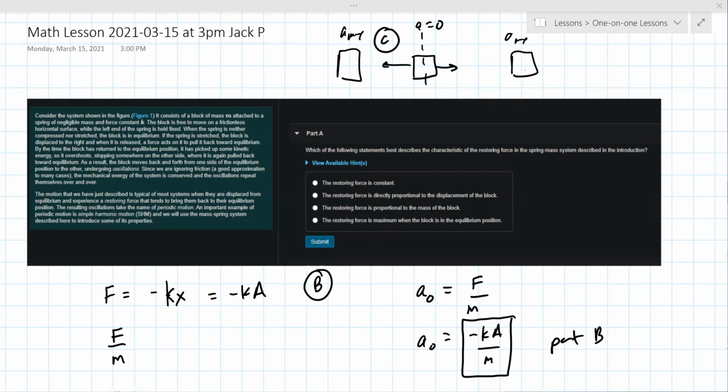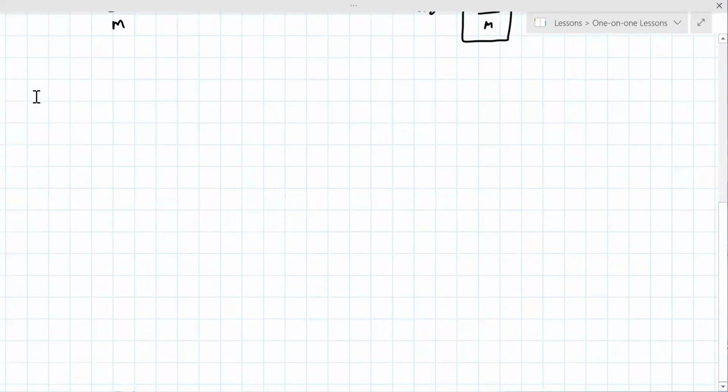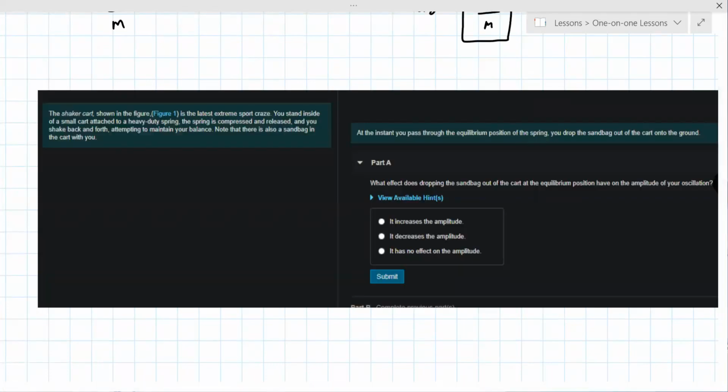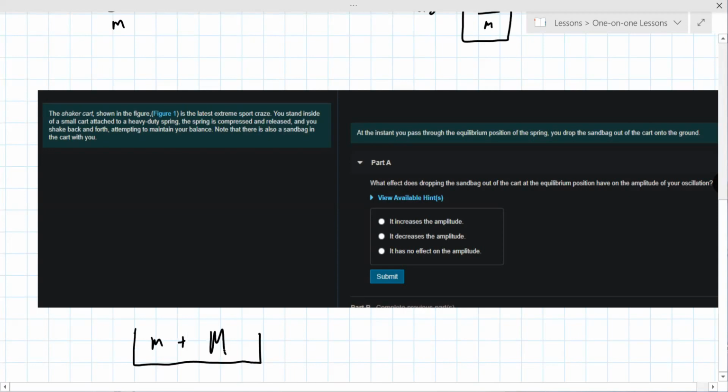So part A is asking what effect does dropping the sandbag have on the equilibrium position? So currently the mass on the cart is the person, m, plus big M. Is that clear? And then when you throw it off, well, what's going to happen?